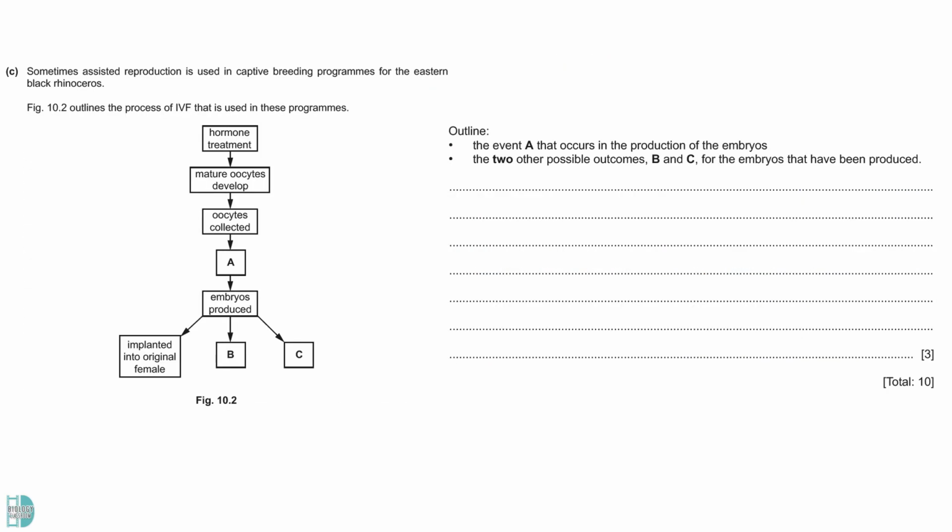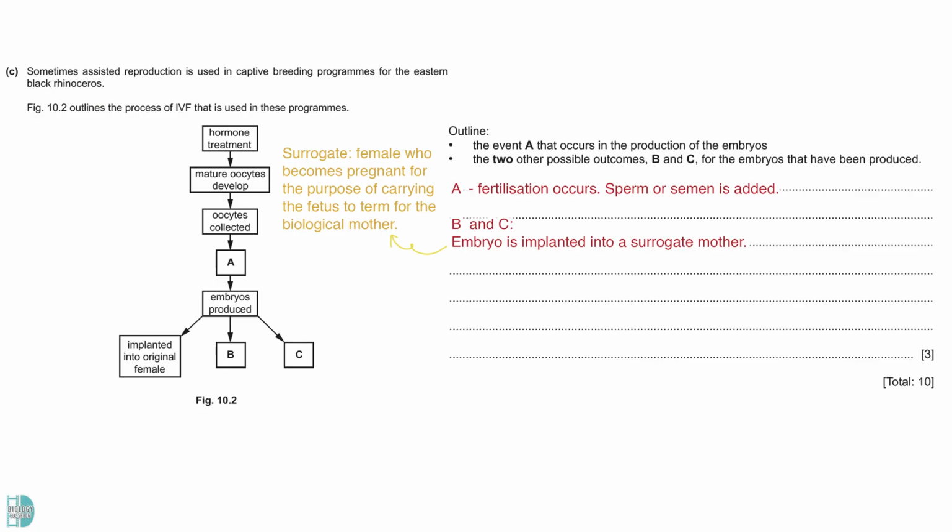C outlines the process of IVF that is used in captive breeding programs. After oocytes are collected, they are incubated with semen for fertilization to take place. The embryos produced are not necessarily implanted back into the mother. A surrogate mother can be used sometimes. A surrogate is a female who becomes pregnant for the purpose of carrying the fetus to term for the biological mother.